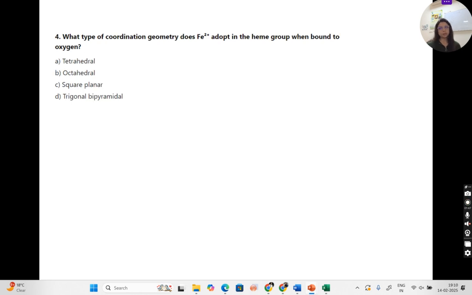Another question: what type of coordination geometry does Fe2+ adopt in the heme group when bound to oxygen? When it is bound to oxygen, what kind of coordination geometry does this Fe2+ ion adopt?